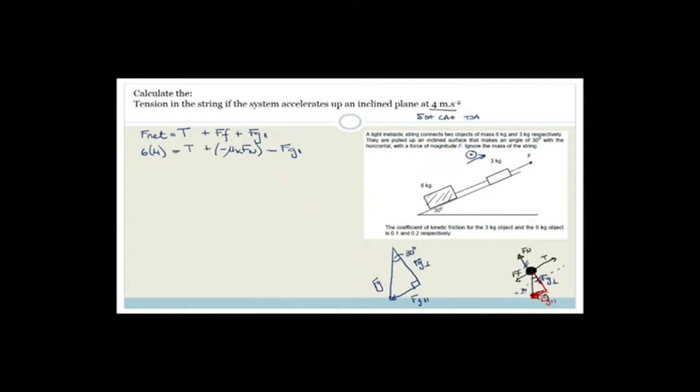And the Fg parallel is going to be the opposite side, and the Fg perpendicular is going to be the adjacent side. So therefore, we can say that this is equal, 6 times 4 is 24, is equal to T. Okay, we might as well write minus straight away. Minus the mu k on the 6 kilogram is 0.2. So it is 0.2. Then, Fn is the normal component, which is equal to the perpendicular component, and that's adjacent over the hypotenuse, so we're looking at cos.